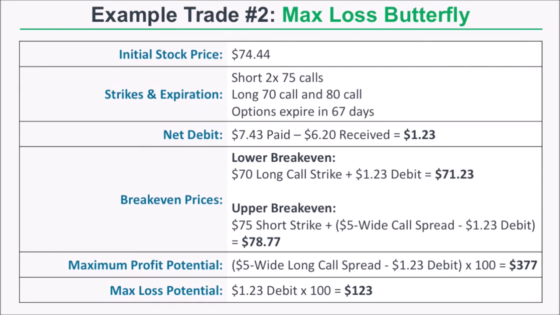Now for this spread, we're going to pay a net debit of $1.23, and that means our lower break-even price is going to be $71.23, and our upper break-even price is going to be $78.77. So our maximum profit potential is the width of the long call spread, which is $5, minus the debit we paid, which is $1.23, times 100, which comes out to $377. Now our maximum loss potential in this case is the debit paid of $1.23 times 100, which is $123. So let's go ahead and see what happens to this position over time.